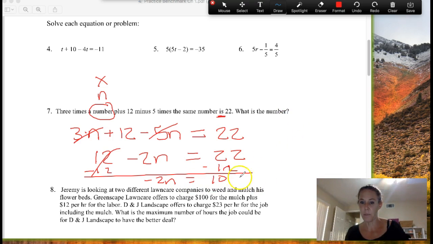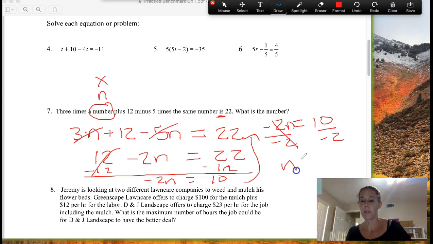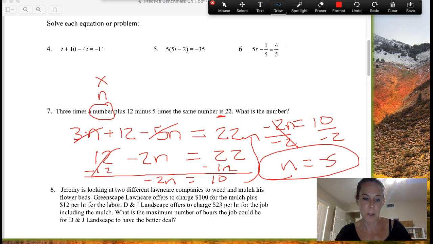And I'm going to write it up here because I ran out of space. Negative 2n equals 10. Okay. And then the last thing is negative 2 is multiplied by n, so I divide by negative 2. Now I'm going to come up with n equals a positive divided by a negative is a negative, so I'm going to get negative 5. n is negative 5, and there you have it. On to the next one.